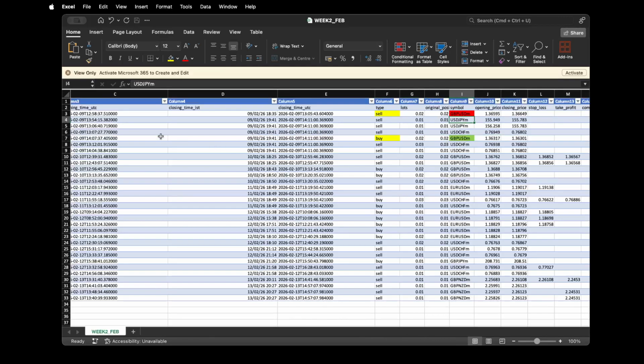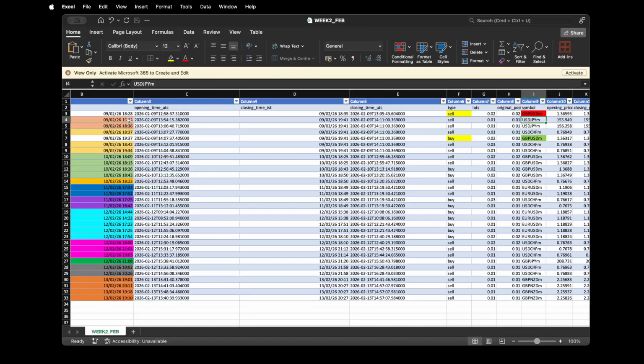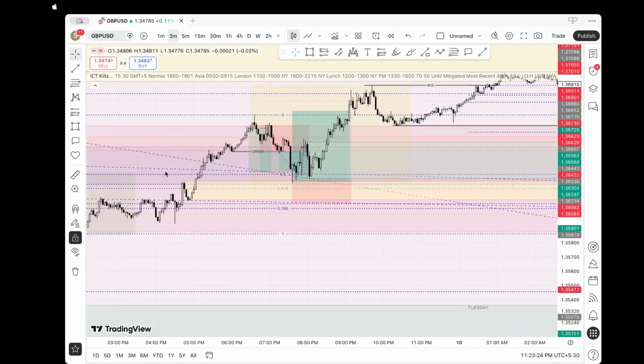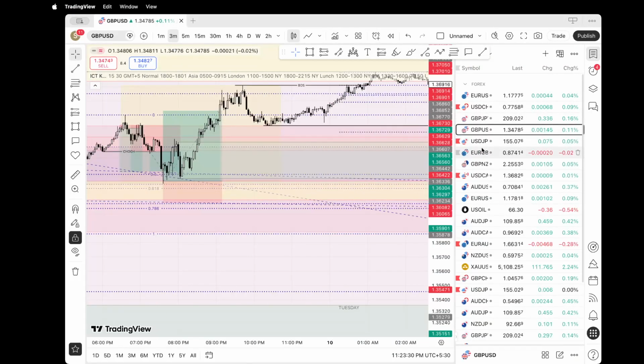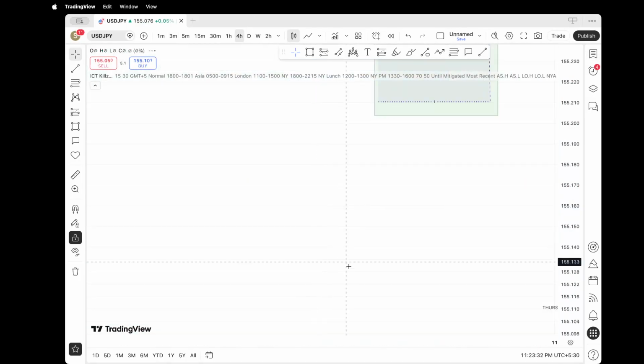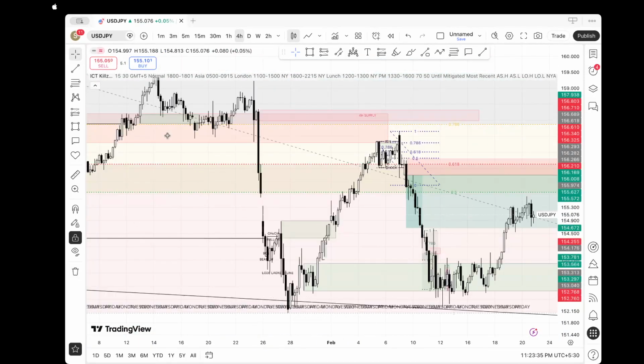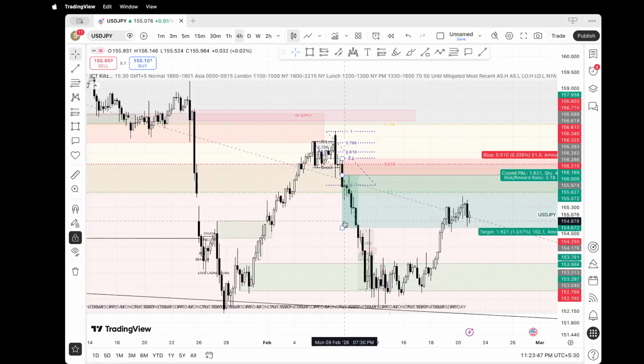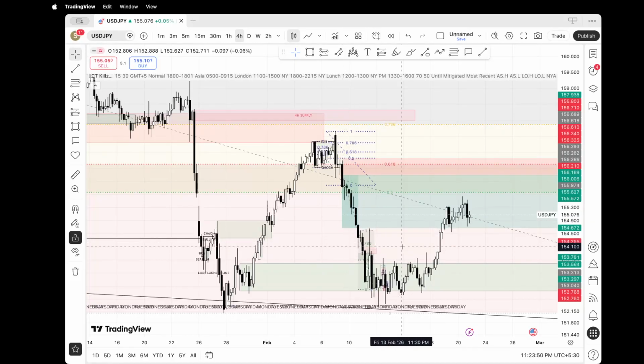So USD JPY is the second trade, which was taken on 9th of Feb, 724. Let's jump back to TradingView. USD JPY, let's go to the higher time frame first. The trade was taken on 9th of February, 724. Oh, this was one of the good trades that I missed.